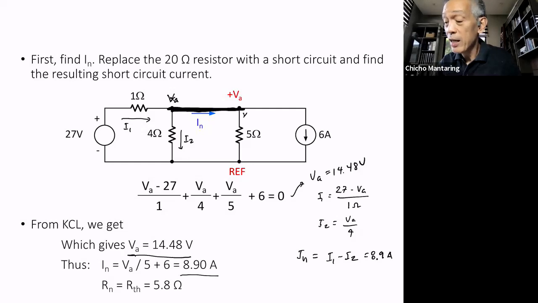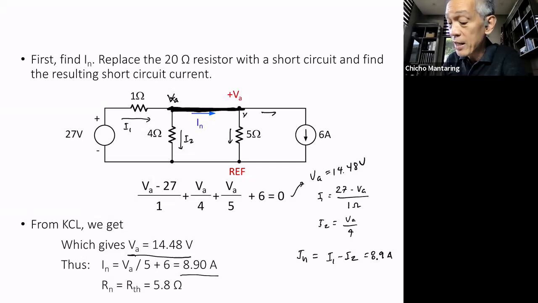Actually, there is another, more obvious way. You can do a KCL here, like what we did earlier. I sub N is this current minus this current. This current is just 6, and this current is just V sub A over 5. That is an easier way of doing it.